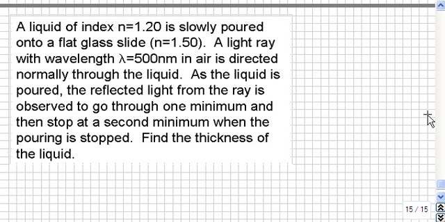In this problem, we're looking at thin film interference effect. As liquid is poured onto a glass slide, we see that the reflected light from a normally incident beam goes through one minimum and then another minimum, and we're asked to find the thickness of the liquid.